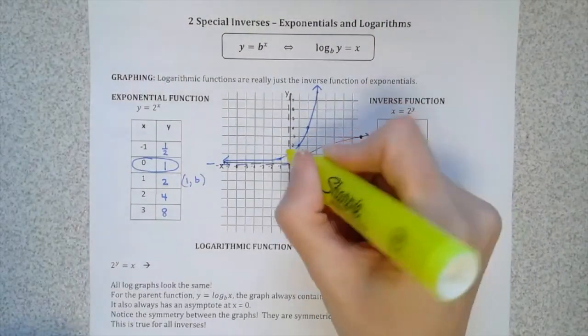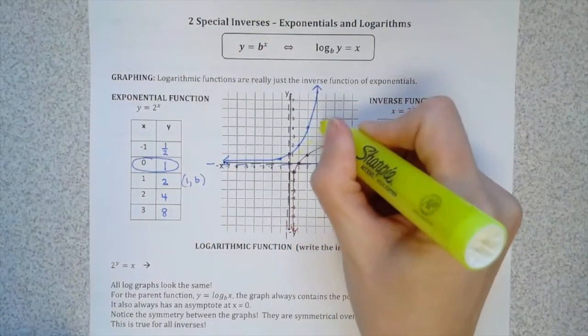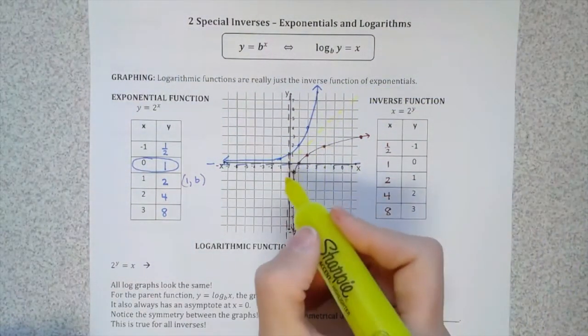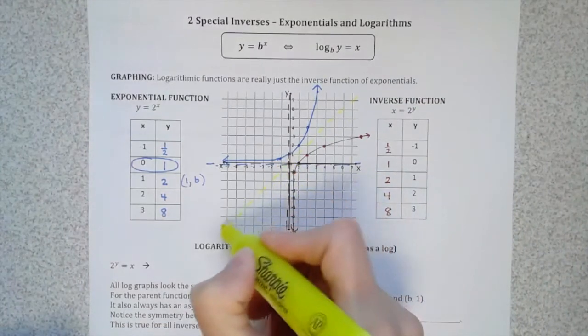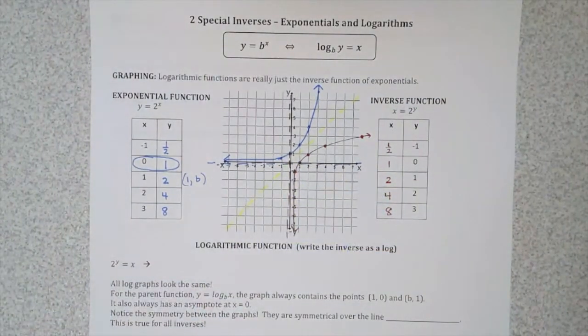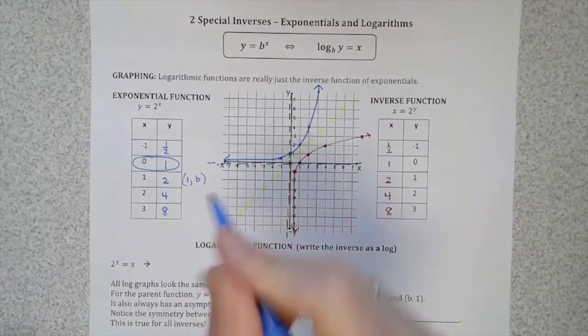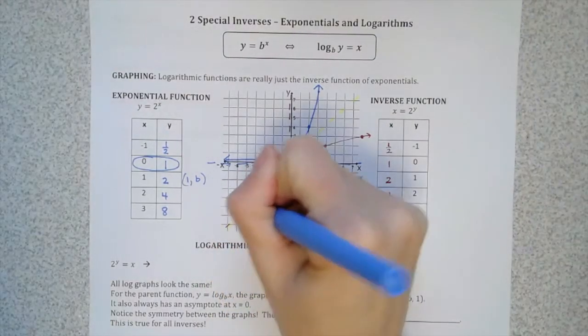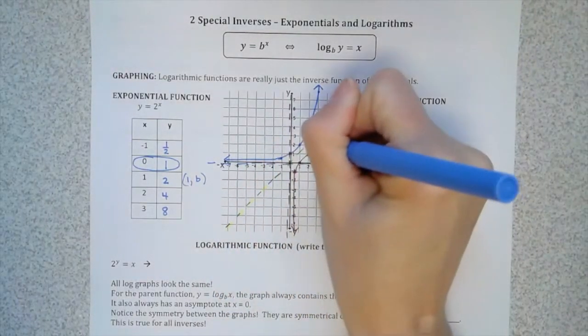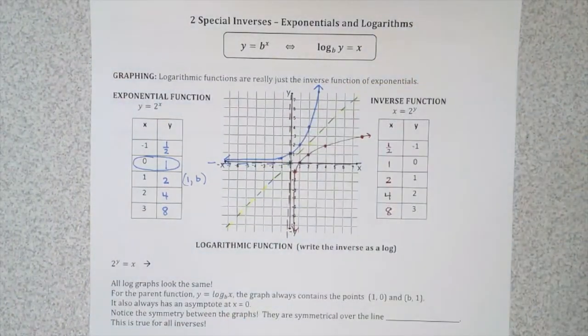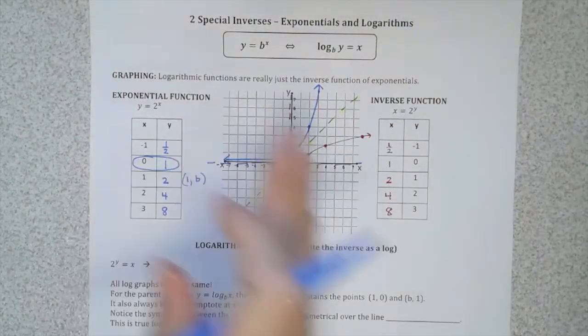Just to put it in highlighter for you, here's the line y equals x. I'm going to go back over it with the blue marker so you can see it a little bit better. And there's the reflection of those two graphs. Again, they are symmetric about that line.